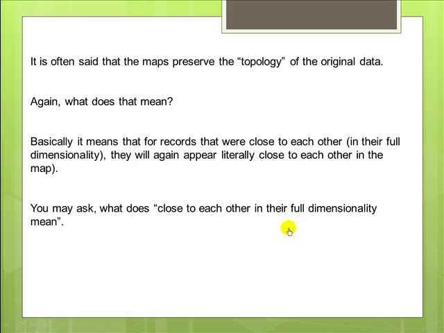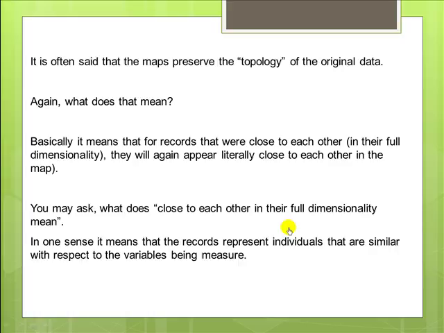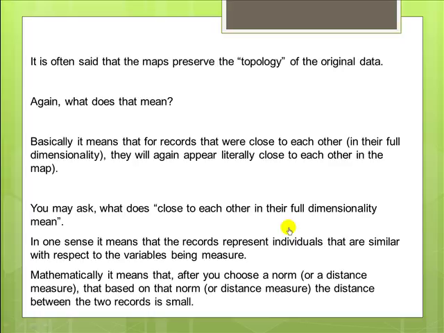And you might ask, what do you mean by close to each other in their full dimensionality? In one sense, it means that the records represent individuals that are similar with respect to the variables being measured. So if they're close to each other in their full dimensionality, it means with respect to all the variables being measured, they're similar. Mathematically, it means that after you choose a norm, which more or less means a distance, based on that norm or distance measure, the distance between the two records is small.